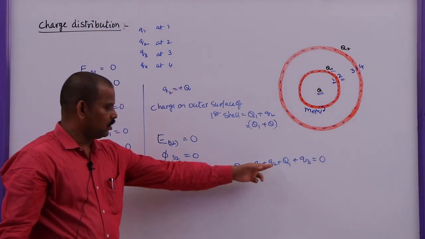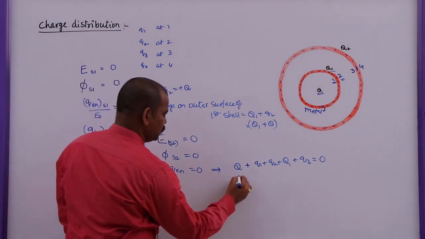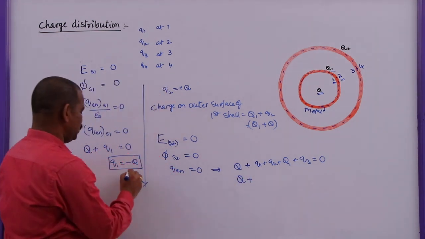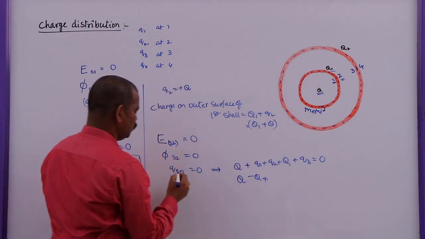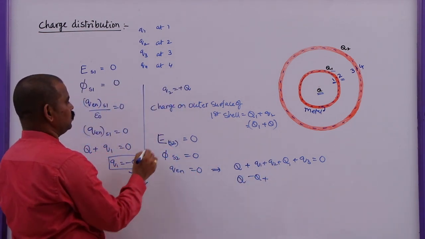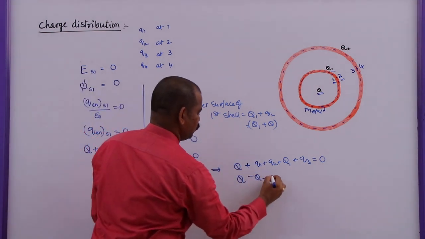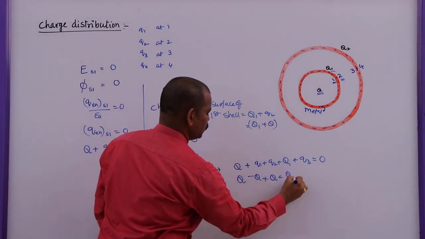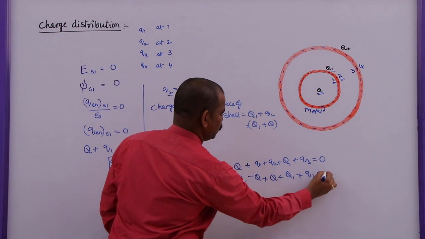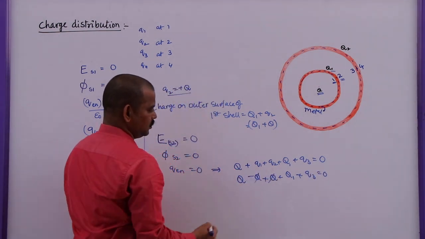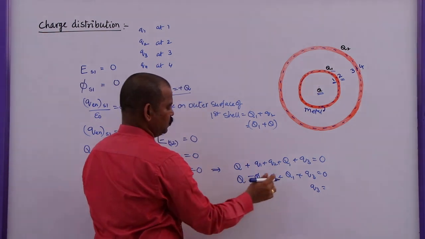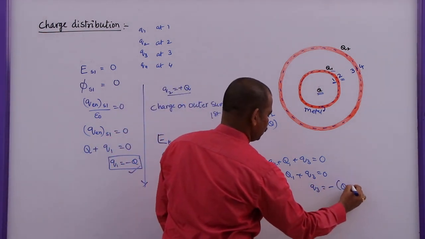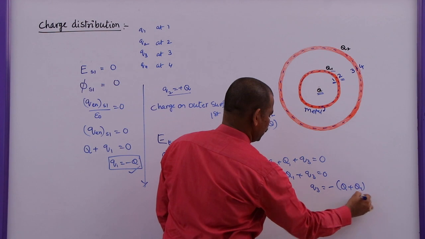We know these Q1 and Q2 values. Substitute here. This is Q. Q1 is equal to minus Q. Q2 will be plus Q, and Q1 plus Q3 is equal to 0. These two get cancelled. So Q3 will be the sum of these two, that is minus of Q plus Q1.